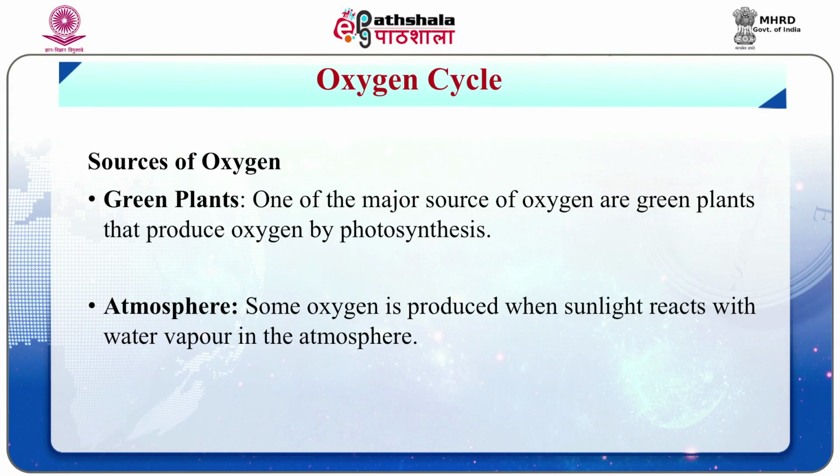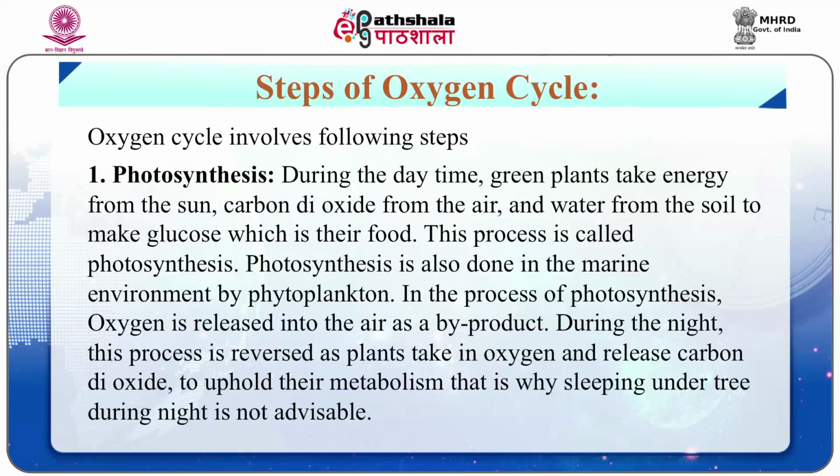Sources of oxygen. Green plants. One of the major sources of oxygen is green plants, which produce oxygen by photosynthesis. Atmosphere. Some oxygen is produced when sunlight reacts with water vapor in the atmosphere. Steps of the oxygen cycle.